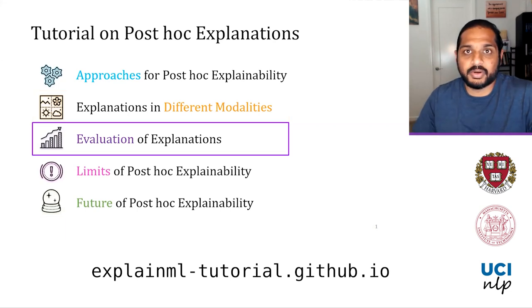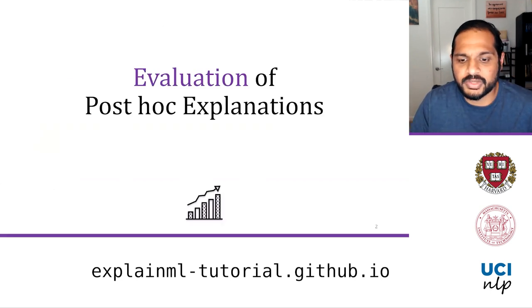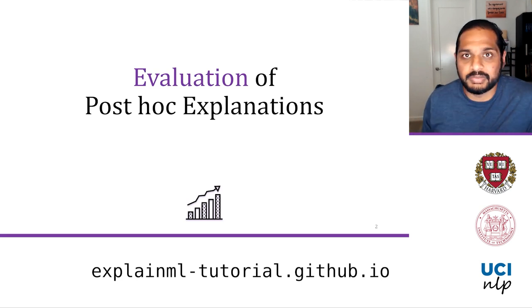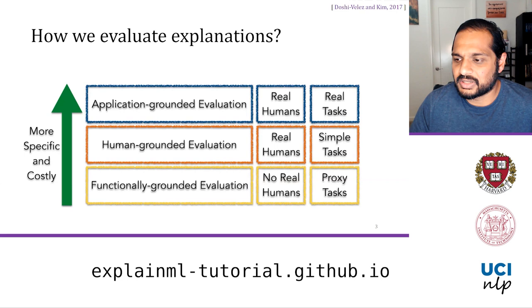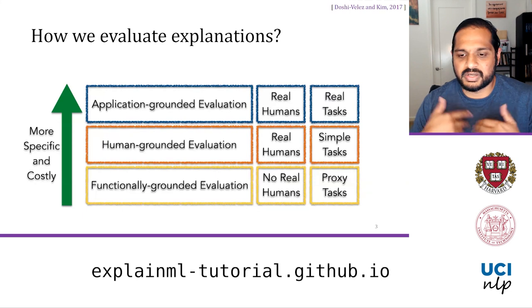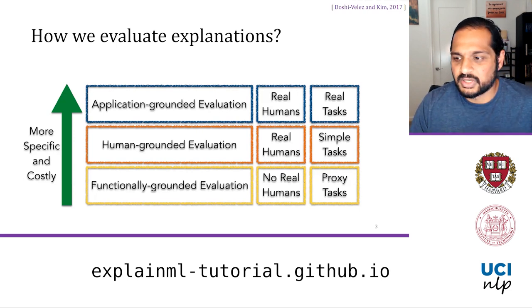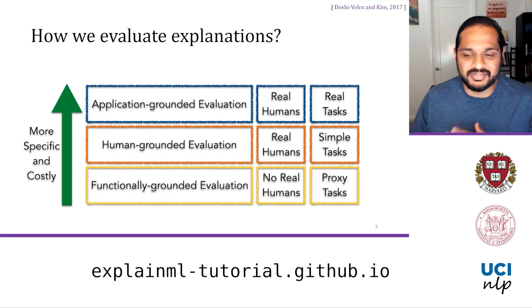All right, let's talk about how we actually evaluate these explanations right now. Just to be clear, I'm going to give you a bunch of examples of how people usually evaluate post-hoc explanations, but in no way is it going to be completely thorough. So one of the questions that come up is, how do we actually evaluate explanations? And there's a paper here that has done a pretty good job of putting it in a taxonomy that we can understand. At the very lowest level are the functionally grounded evaluations. These are ones where you try to test a very specific functionality, but automate it as much as possible. So there are no real humans involved in this, and the tasks are usually proxy tasks and not exactly the real world tasks.